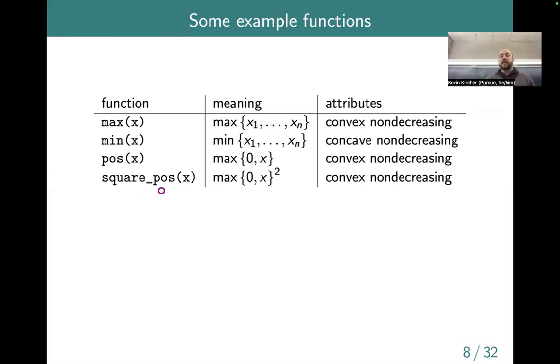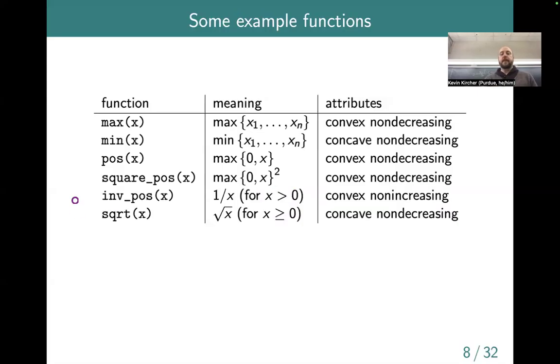There's also the square pos function. Again, similar behavior, but now rather than giving back x linearly, 1-to-1, we would give back x squared, so it would be a quadratic looking function. 1 over x is convex and non-increasing for values of x that are strictly positive, and we write that in a particular way. If you just try to program 1 divide x, CVX probably will freak out. But if you specify that you want 1 over x and x is restricted to be positive, then you have nice, consistent curvature, and CVX would be fine with that.